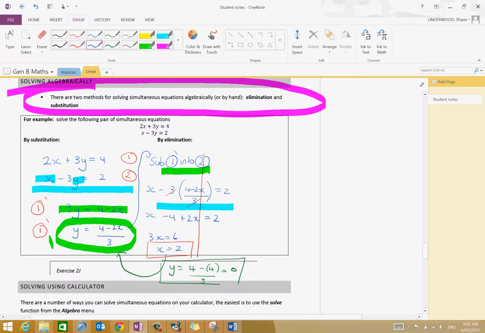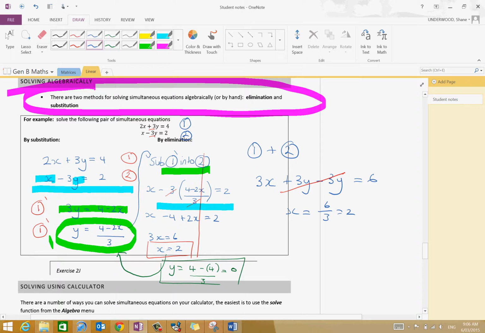For elimination, we've got equation 1 and equation 2. What I'm going to do is add those two equations, because look, the coefficient of y is 3 and minus 3. So if I add equation 1 and 2, 2x plus x is equal to 3x, plus y plus 3y, subtract 3y. They're going to cancel each other out. And then we've got 4 plus 2 is equal to 6. So therefore, x is equal to 6 divided by 3, which is equal to 2.